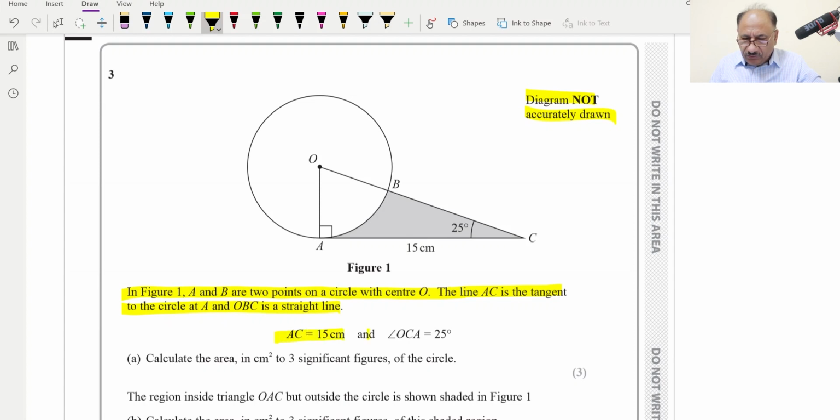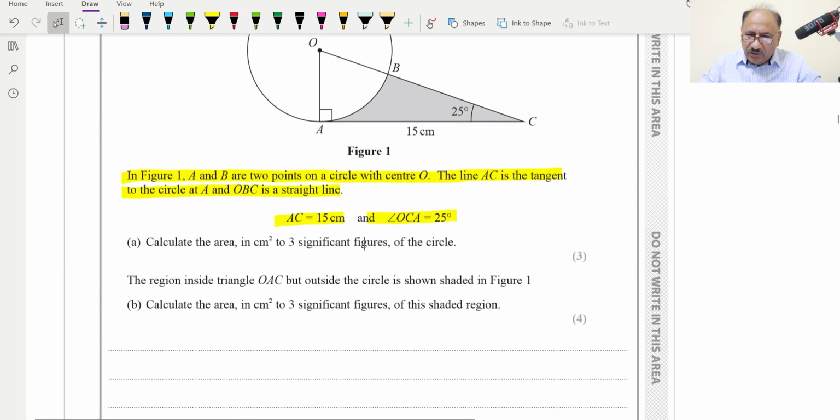AC is equal to 15. Angle OCA is provided as 25. This angle is 25. Calculate the area in centimeters square to three significant figures of circle B. So we have to calculate the circle area basically.